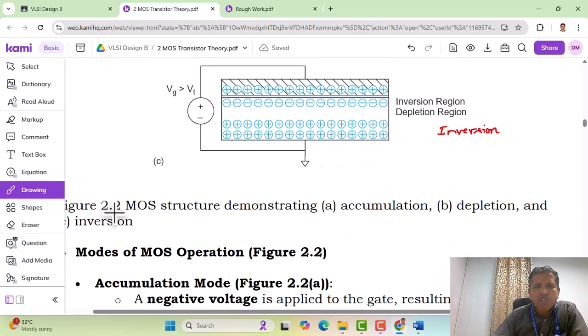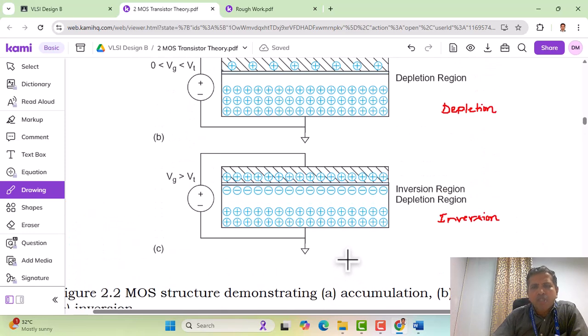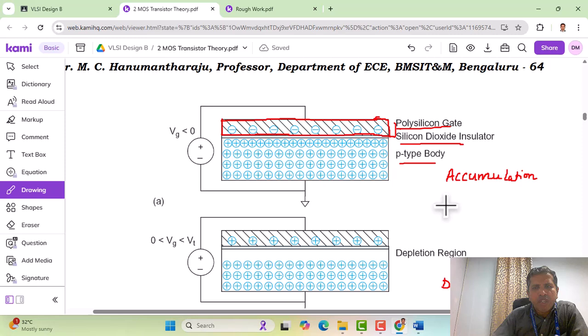Okay, so to demonstrate the MOS structure, we have categorized the MOSFET depending on the voltage applied into three different modes. Let us first discuss the accumulation mode and look at the voltage that we apply at the gate terminal here. We have a voltage source connected between the gate and the body or bulk. The voltage source now, VG, is less than 0. The voltage applied to the gate is less than 0.